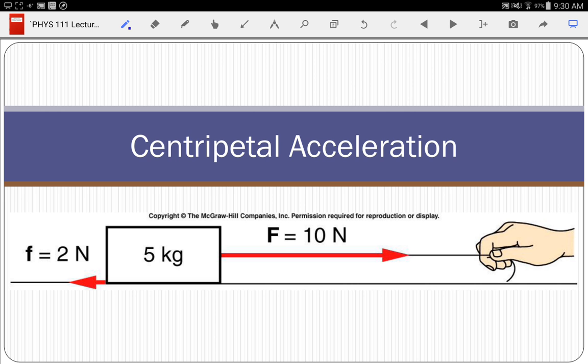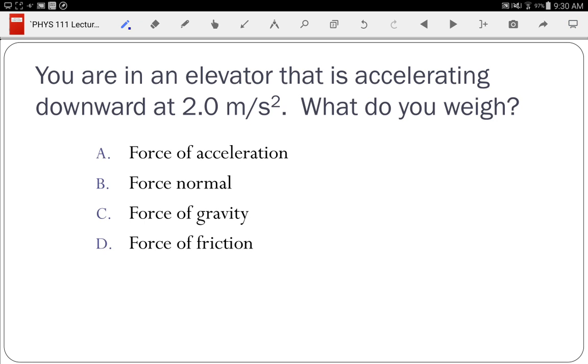We're going to finish up just a few things on how to use Newton's laws and then move into centripetal acceleration, which is another place where we're going to apply Newton's second law, or well, Newton's laws. So, starting right in with a clicker question. You are in an elevator that is accelerating downward at 2 meters per second squared. What do you weigh? So one of these forces is the force you weigh.